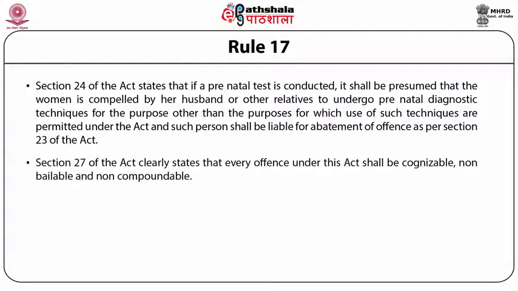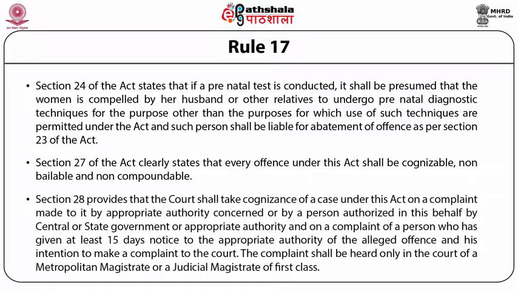Section 27 of the Act clearly states that every offence under this Act shall be cognizable, non-bailable and non-compoundable. Section 28 provides that the court shall take cognizance of a case under this Act on a complaint made to it by the appropriate authority concerned or by a person authorized in this behalf by the central or state government or appropriate authority, and on a complaint of a person who has given at least 15 days notice to the appropriate authority of the alleged offence and his intention to make a complaint to the court. The complaint shall be heard only in the court of a metropolitan magistrate or the judicial magistrate of first class.